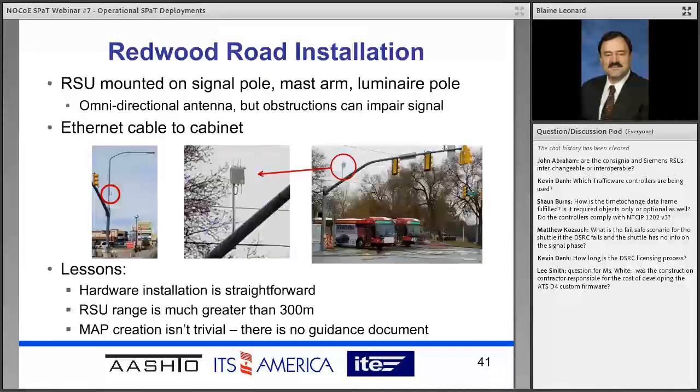Here's some photographs of the installation. You can see that in most cases we've installed our RSUs either on the signal pole, on a luminaire above the pole, or out on the mast arm a little ways on a little post. Unlike many other cities, particularly on this corridor, we don't have a lot of tall buildings to get in the way. These are omnidirectional antennas, but obstructions can impair the signals.